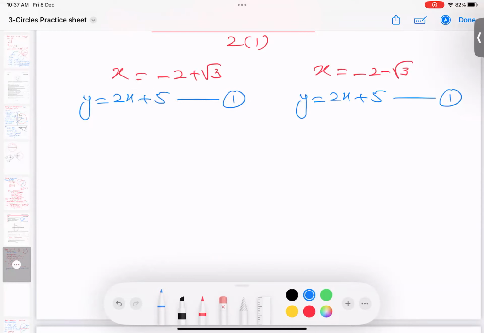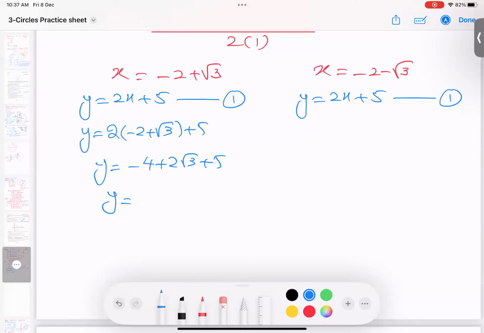All right, now let's see how we can do it. This value I'm going to plug in place of x. So put in 1: y equals 2 times (negative 2 plus root 3) plus 5. So a lot of patience is required. 4 plus 2 root 3 plus 5, and y becomes 1 plus 2 root 3. Because of 5 and 4, I believe all students understand what is going on. So the same story here. This is negative 2.